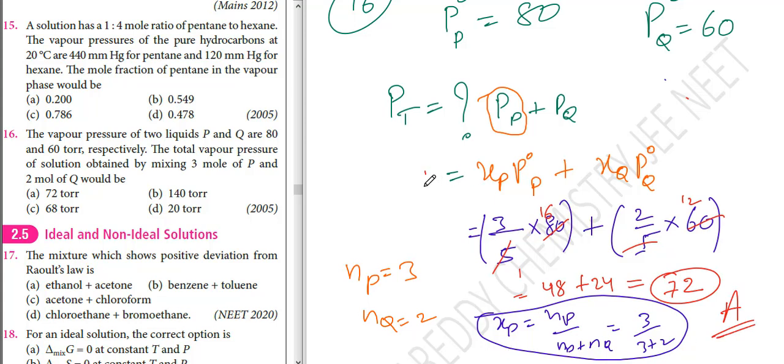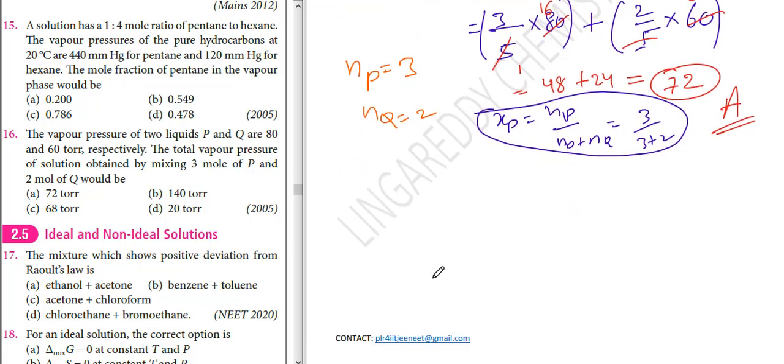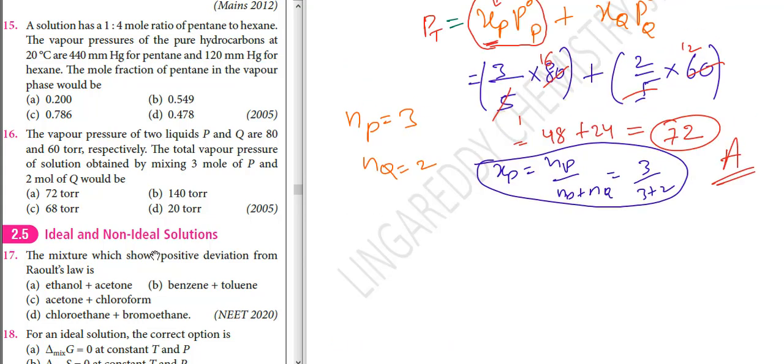Very simple, direct formula. P total equals first of all PA plus PB, so here PP plus PQ. These are the partial pressures according to Raoult's law: partial pressure equals the mole fraction of that component into its vapor pressure in the pure state. This is the relation, then you can apply just substitution. So the vapor pressure topic is over. In the next video we will discuss ideal and non-ideal solutions. Bye. Thank you.